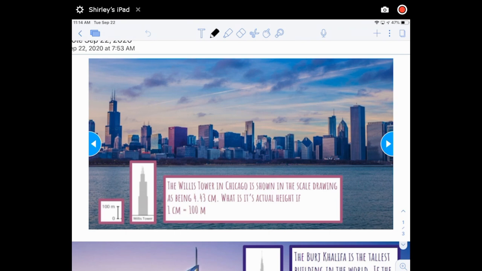I see some of you already joining into the Nearpod, which is awesome. That is what we're going to be doing today. I'm going to wait a couple minutes to allow the rest of our class to join.